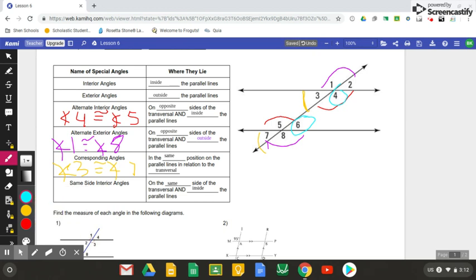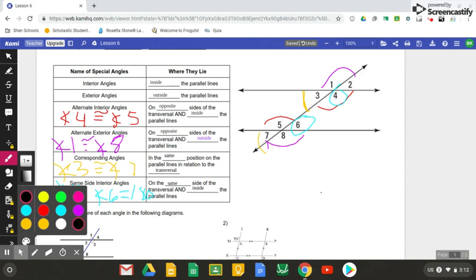And now 6 and 4, they look different sizes already. And guess what? They are. So if you have same side interior angles, angle 4 plus angle 6, that's going to add up to 180 degrees. All right, so there's that fact.